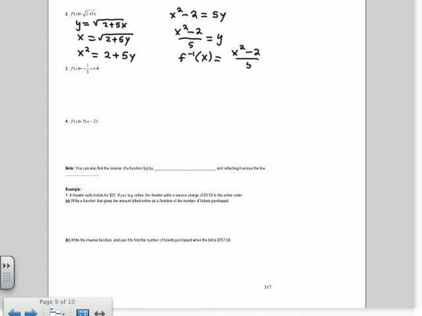And you can write it like that, or some people like to write 1/5 x squared, or x squared over 5 minus 2/5. It doesn't matter. See how they bring the 5 into both pieces? So either way you want to write it.